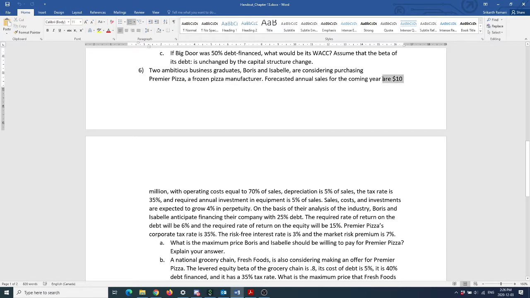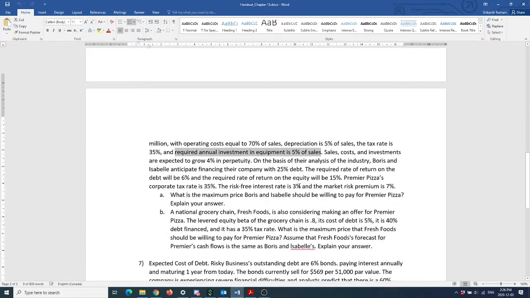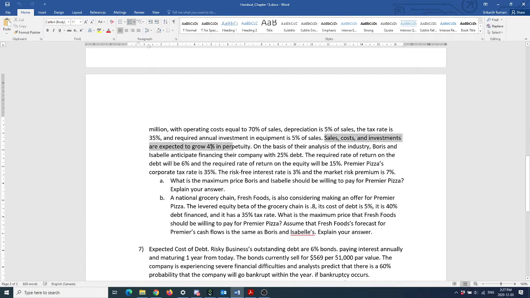Some numbers are given: sales are 10 million for the upcoming year, and the operating costs are roughly 70% of sales. Depreciation is given as a percentage of sales, the tax rate is given, and the new annual investment in equipment every year is roughly 5% of sales. The growth rate is in perpetuity at 4%. They want to finance the purchase of the firm with 25% debt and 75% equity.